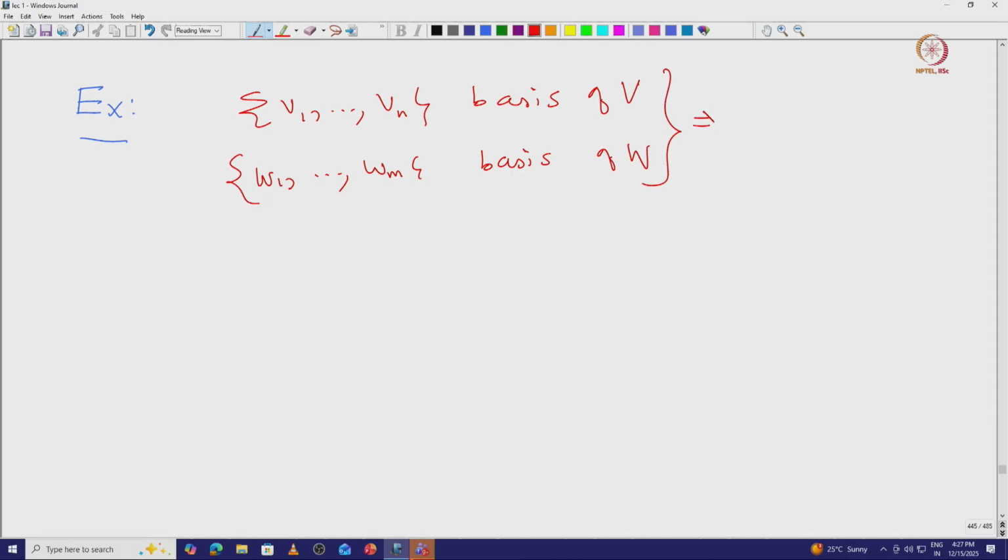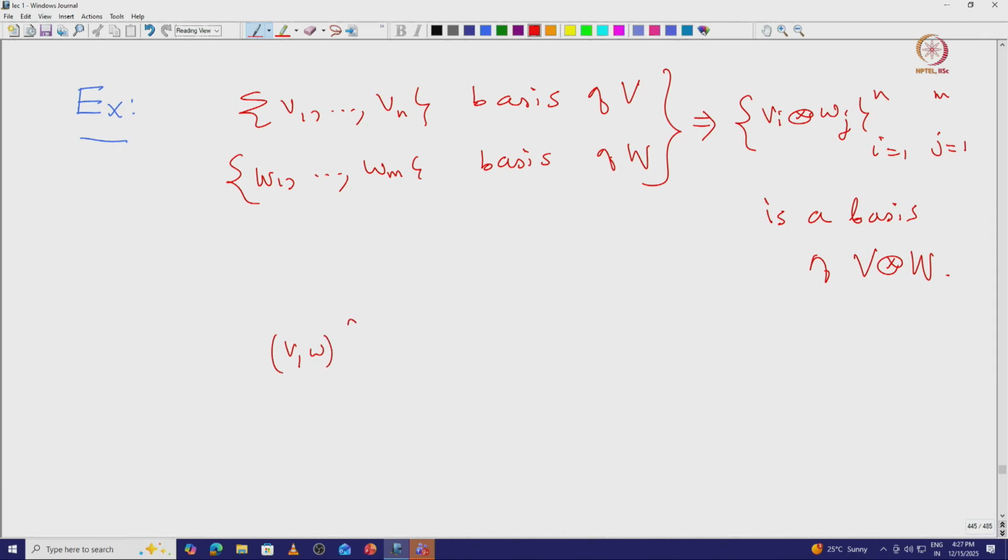So, from this you can get that vi tensor wj, where i is running from 1 to n and j is running from 1 to m, is a basis of V tensor W. Indeed it is not very difficult to prove that it spans, because the simple tensors span V tensor W. That will follow from the fact that (v, w), where v is in V and w is in W, is a basis for L. So, this is indeed a basis for L.